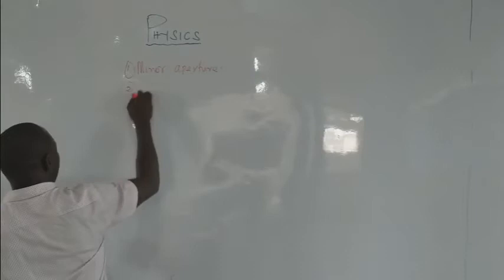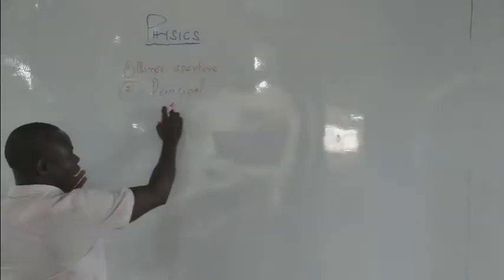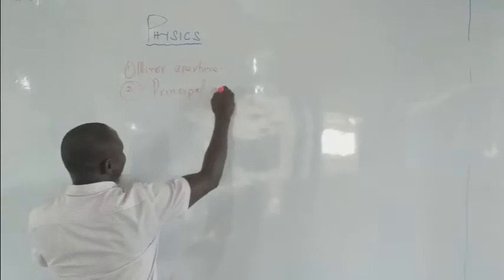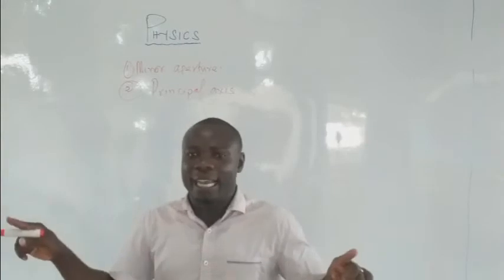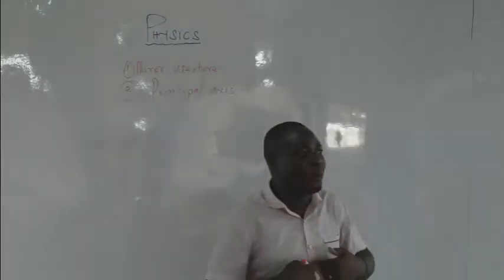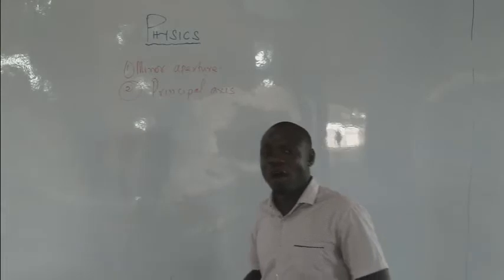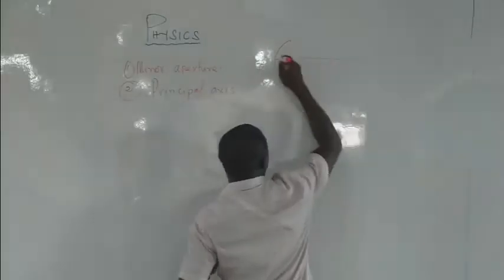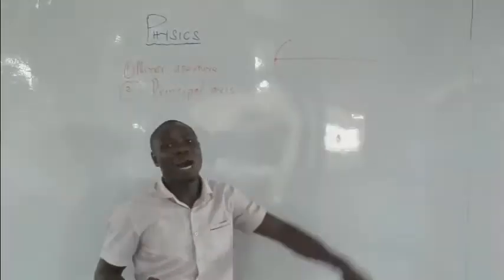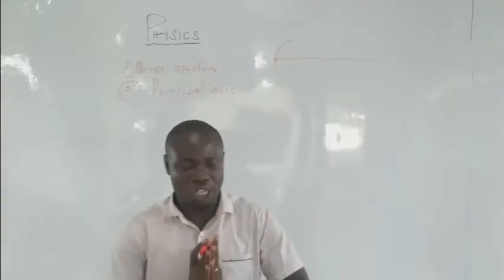Number two, the next one is the principal axis. This is the principal axis. What's the principal axis? The principal axis is a line, or an imaginary line, that is located at the middle of the mirror. Supposing it is the mirror, a line drawn from the middle of the mirror is called the principal axis. Just a line that is drawn from the center of the mirror. We call it the principal axis.